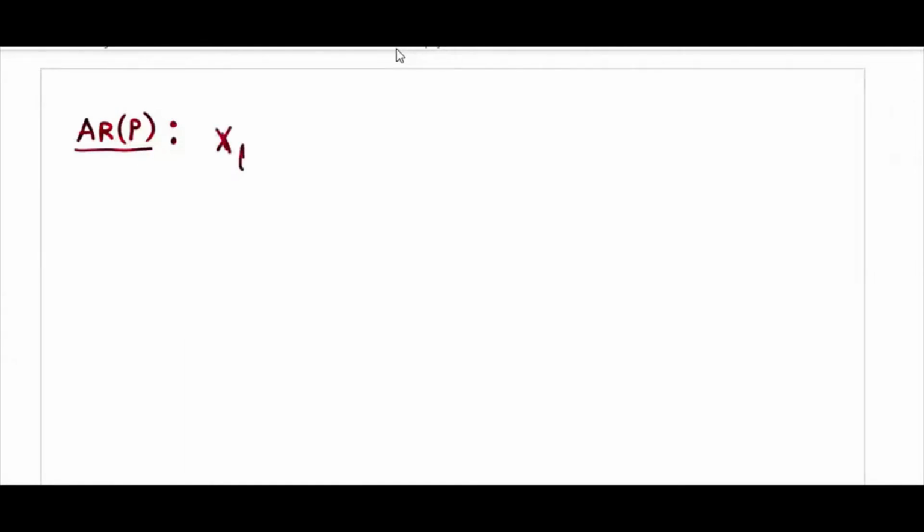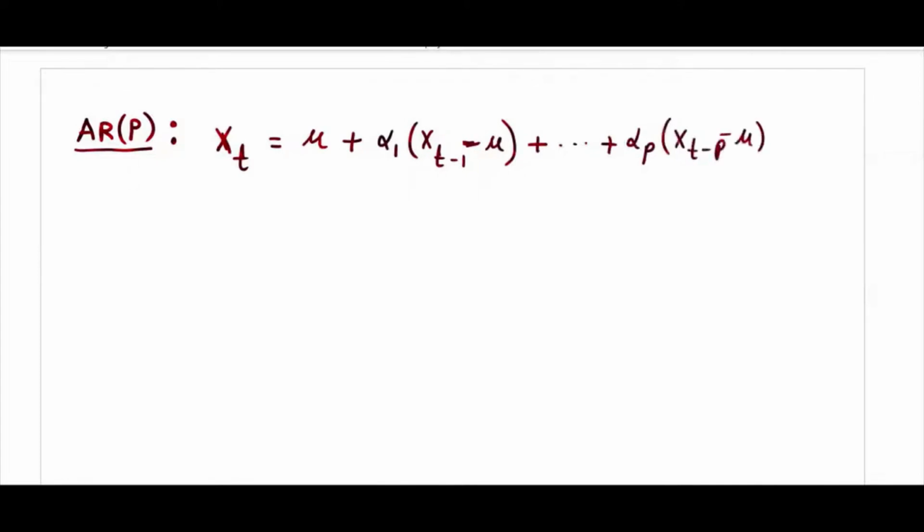Here xt will be equal to, we start with mu, mu plus alpha 1 (xt minus 1 minus mu). You can continue this up to alpha p (xt minus p minus mu) plus et. So we know xt in terms of all the previous values.